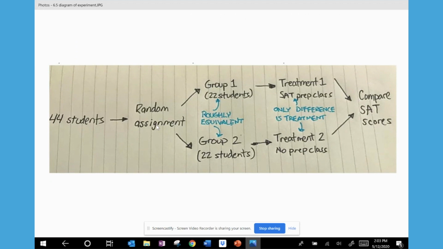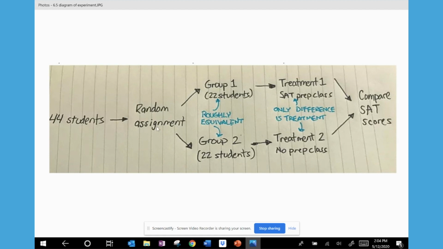We randomly assign them. There's different methods for random assignment. And we want to try to split them up into equal groups if possible. So we have 22 students in group 1 and 22 students in group 2. From there, group 1 would get treatment 1, and we could just call that the SAT prep class. And then group 2 would not receive the prep class. So after the class and after they took the SAT, we would compare the response, which would be the SAT scores. So notice that the random assignment comes first.